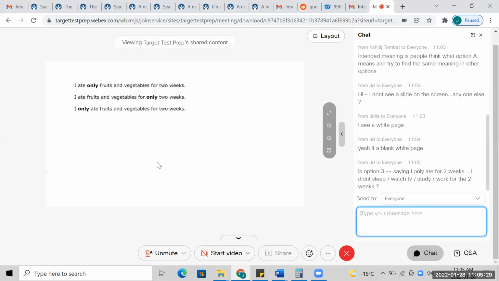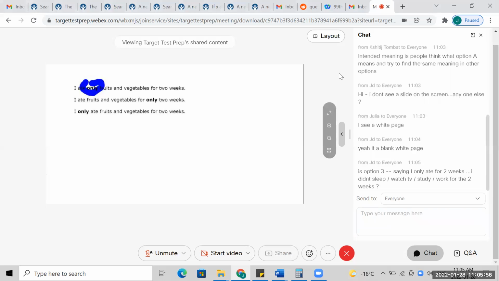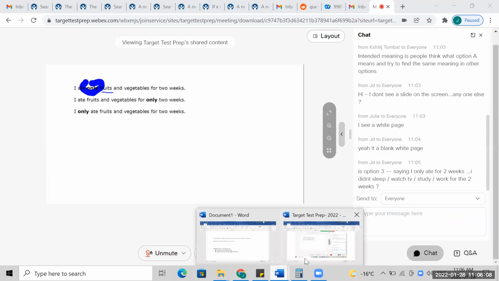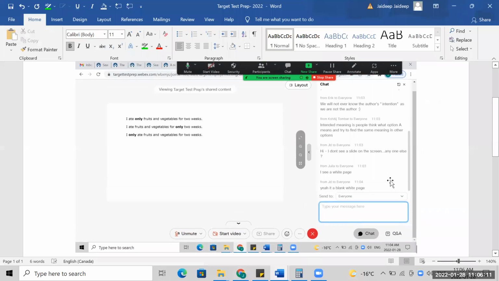So looking at this first one, I ate only fruits and vegetables for 2 weeks. Okay, so we're noticing where only is placed here. What's the focus of only? It's focused on fruit. So it's for only fruits. So the point of this version is, I ate only fruits and vegetables for 2 weeks. By placing only in front of fruits, we're focusing on the fruits and we're saying, this is the only thing I ate for 2 weeks.